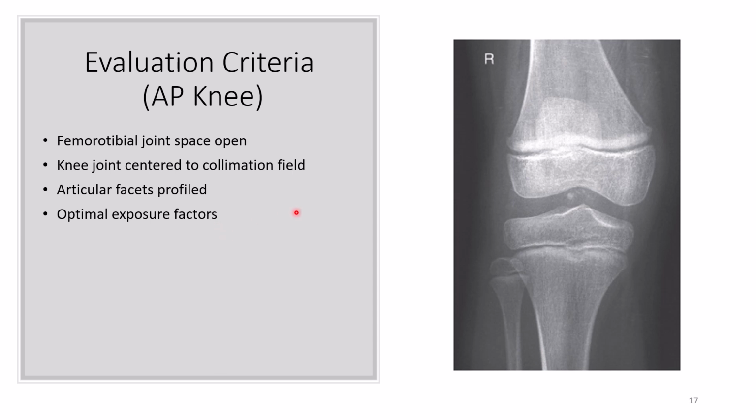If we do this correctly, then the femorotibial joint space is open, meaning the knee joint will appear open. The knee should be centered to the center of your field. The articular facets are profiled, and this is a nice AP knee. It is different from the one in the book on page 247. The one in the book they tell you is a 0 degree, meaning the patient must have measured between 19 and 24 centimeters. Ideally, 12 inches in length gets you enough of the distal femur and proximal tibia and fibula.